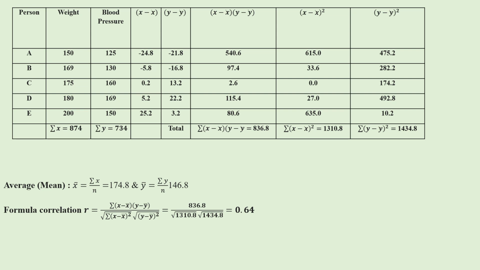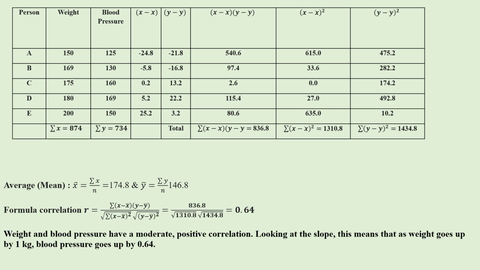So substituting in the formula, the values are from the table, so you will get 836.8 by root of 1310.8 root of 1434.8, that is equal to 0.64. So here also positive correlation, right?